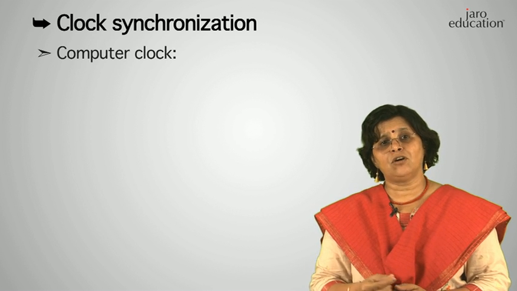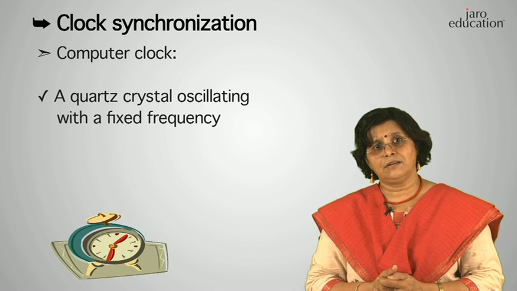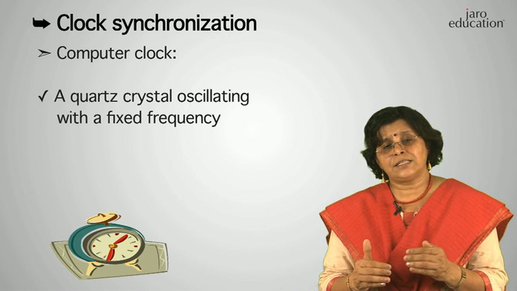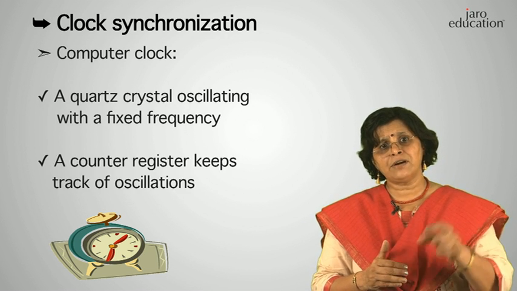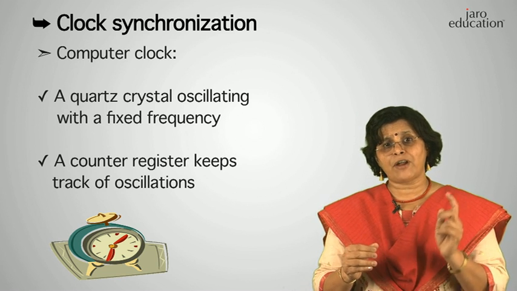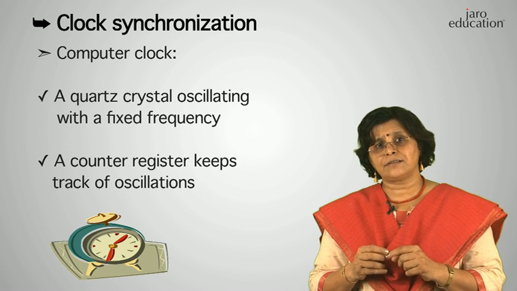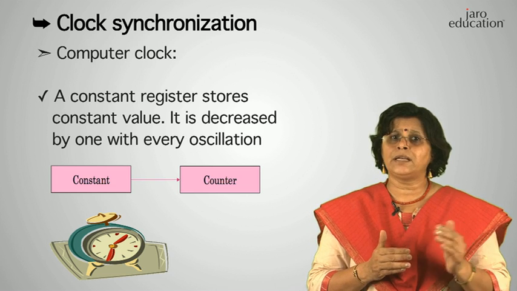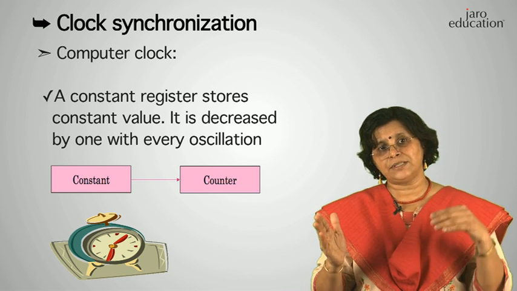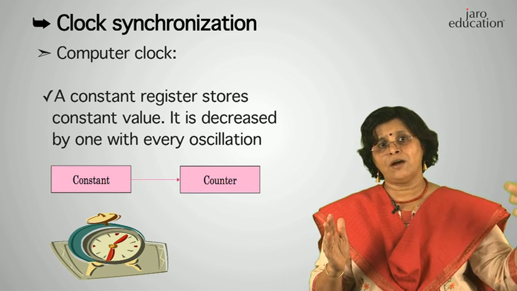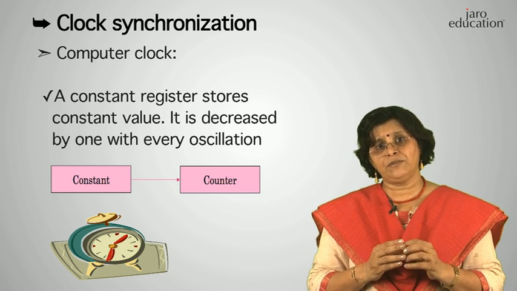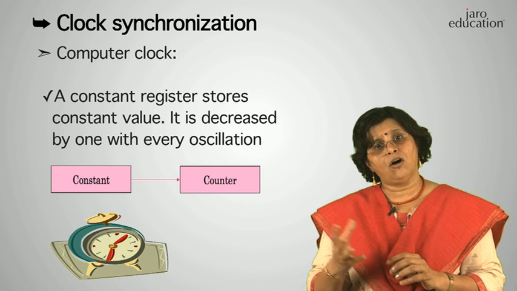Every computer has a small quartz crystal which keeps oscillating at a particular frequency. As the crystal oscillates, a counter register keeps track of the oscillations. When oscillations reach 60, one minute increments, and when minutes reach 60, you have one hour increment. So accordingly, the electronic time can be noted with the help of quartz crystals on a single computer.